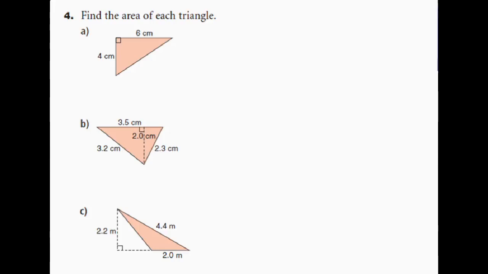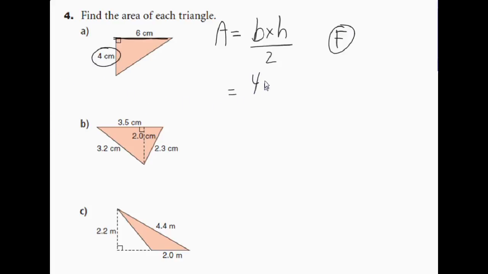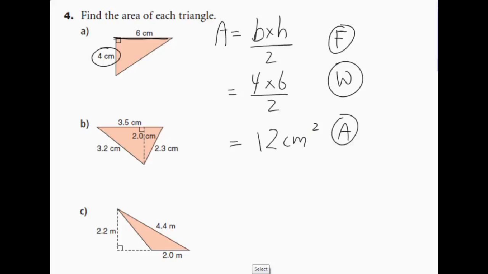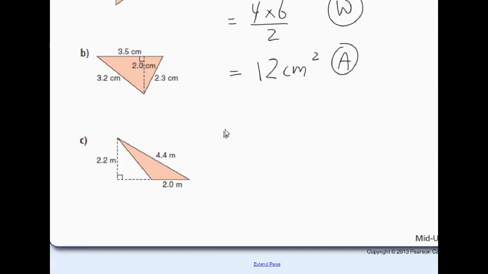Let's skip number 3, and we will go down to number 4. Area of a triangle. That's going to be base times height, but divided by 2. Formula. Then we substitute. Either of these can be our base. So let's say 4 is my base. 6 is at a right angle, so that can be my height. 6 times 4 divided by 2 is 24 divided by 2, which is 12 centimeters squared. So formula, work, answer.